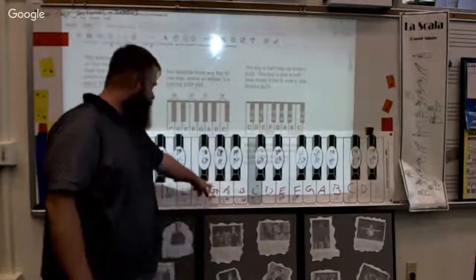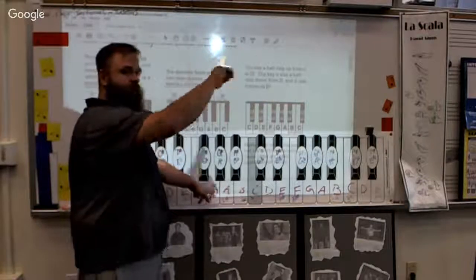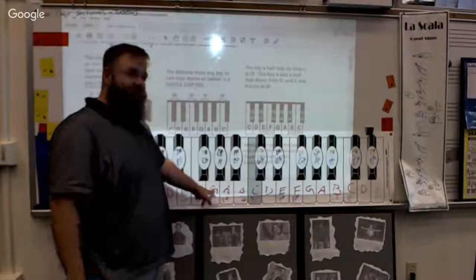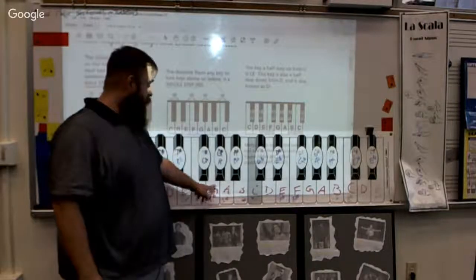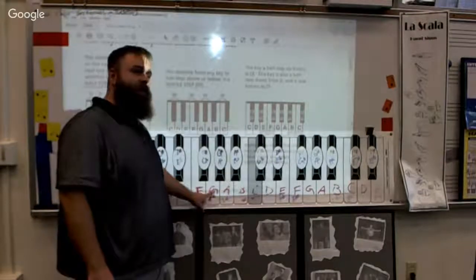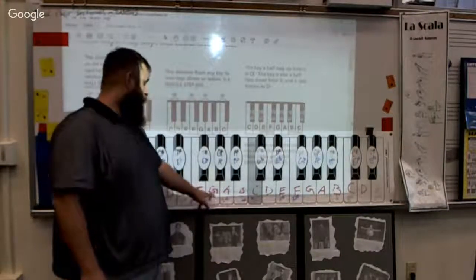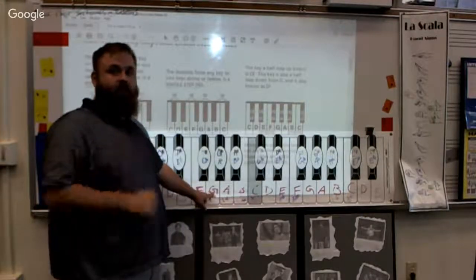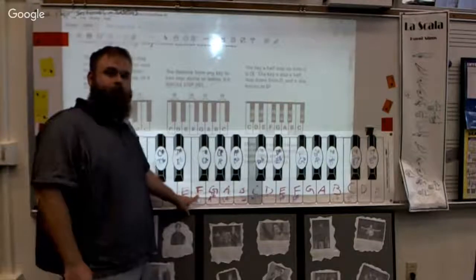I'm going to go back to this G. I'm going to move a whole step up. And on the piano, that's that way. So that means how many keys? Two keys. So I go 1, 2. So a whole step away from G is A. Let's move a whole step down from G. 1, 2. What letter? F.